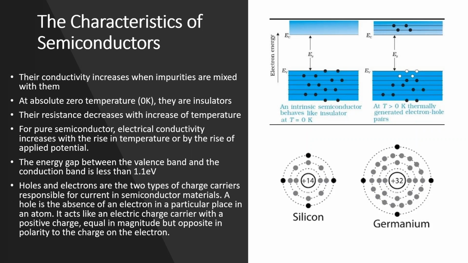As they can conduct electricity, now that electrons are available in the conduction band, their resistance decreases. So this is a property of semiconductors. When we increase the temperature, the resistance decreases. Do you know what happens to metals when we increase the temperature? Do you have any idea what happens in metals when we increase the temperature? What happens to their resistance?